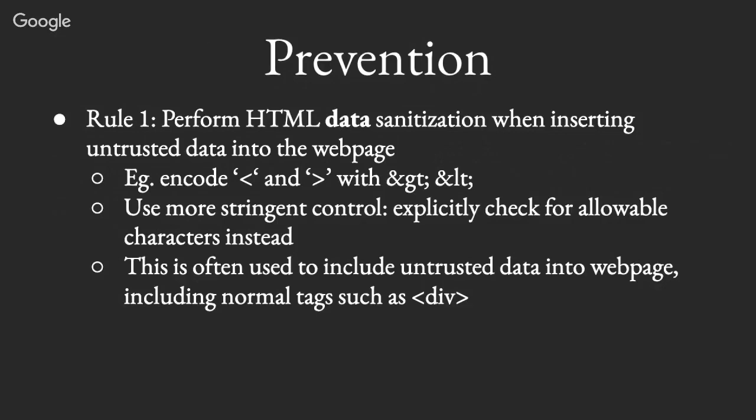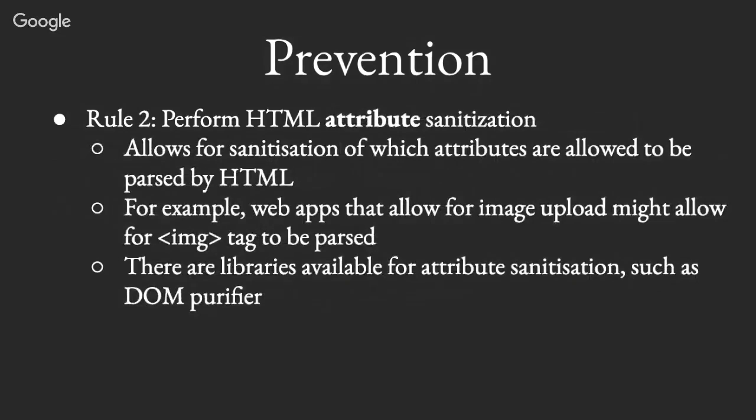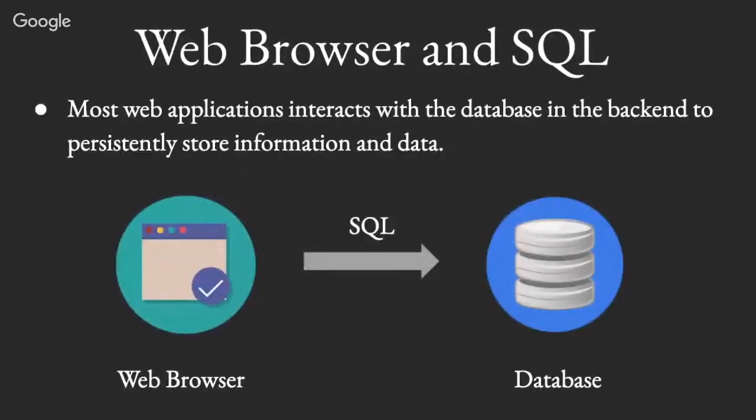This is often used to include untrusted data into the web page, including normal text such as div. So the second rule is to perform HTML attribute sanitization. This one will focus on the image tag. There are also libraries available for attribute sanitization, such as DOM Purifier. Usually you can search on Google if you need to know how to do it. And then for the web browser and SQL, Ting will explain more on it.